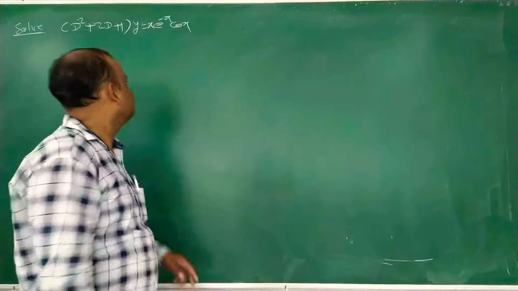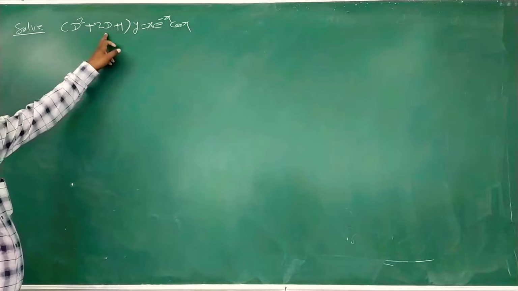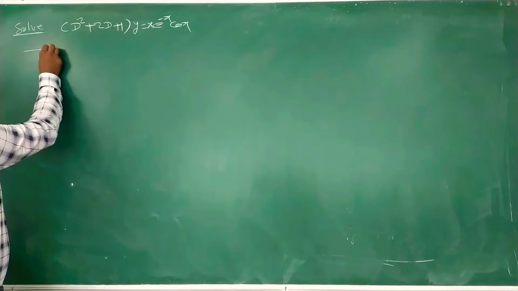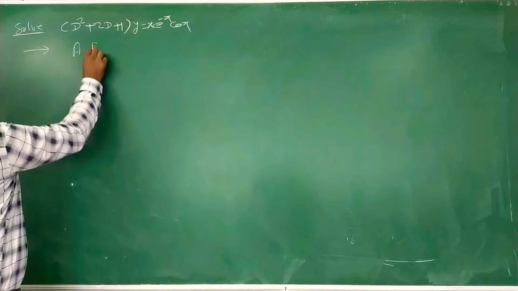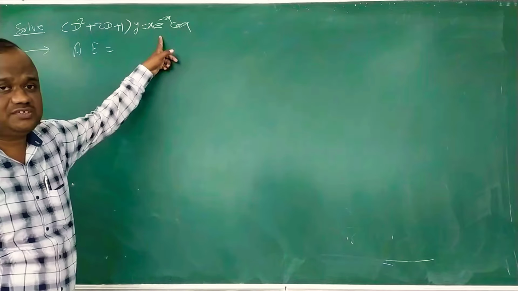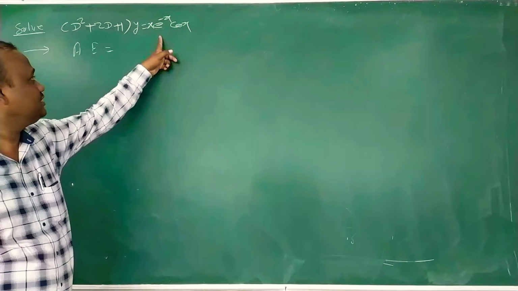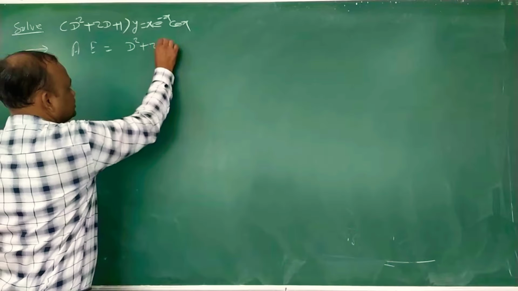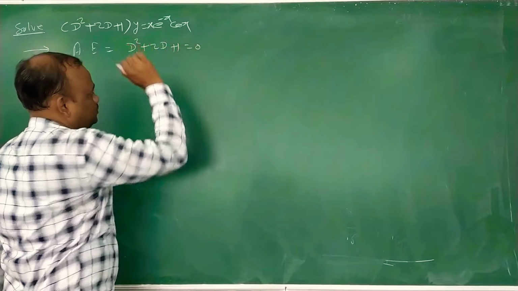So next problem is solve (D² + 2D + 1)y = x e^(-x) cos x. What is the auxiliary equation here now? Why do we take the auxiliary equation? Because the complete solution of the differential equation is CF plus PI, and for CF first we want the auxiliary equation, that is D² + 2D + 1 = 0.